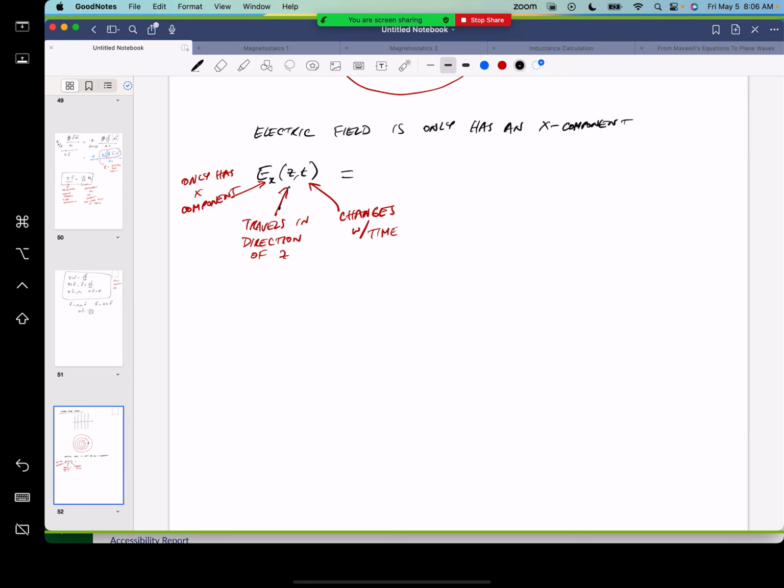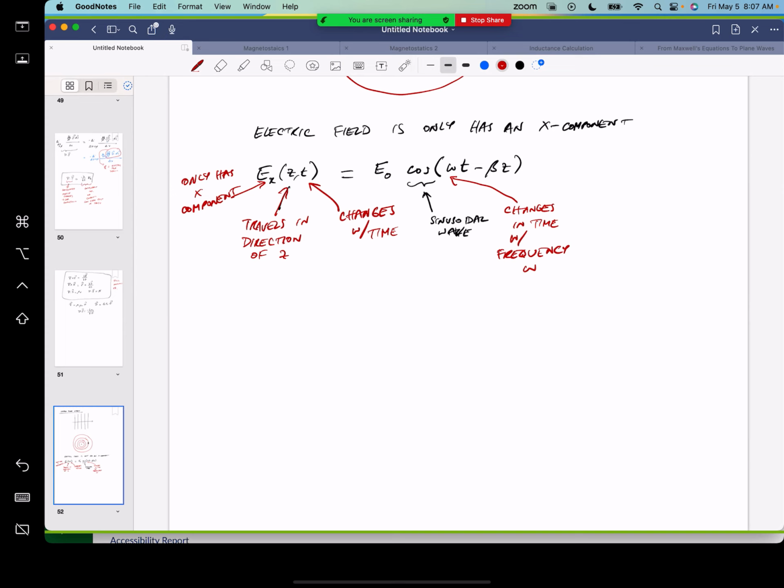I'm going to assume that it is a sinusoidal or cosine type wave. So I'm going to write the equation for that as E sub zero cosine of omega t minus beta z. Basically this means that it's a sinusoidal wave, and that it changes in time with frequency omega.